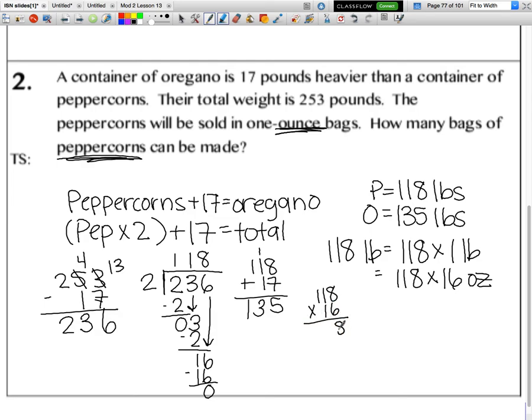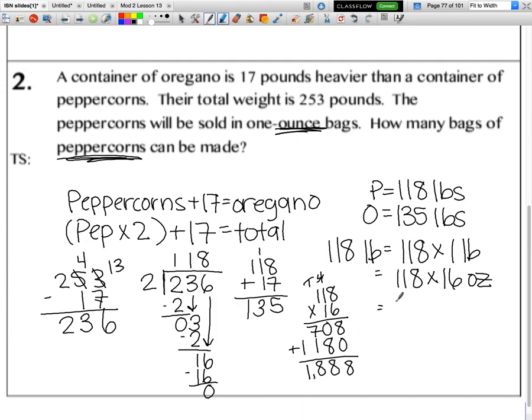All right. 8 times 6 is 48. Carry my 4. 1 times 6 is 6. Plus 4 is 10. Carry my 1. 1 times 6 is 6. Plus 1 is 7. Start with the placeholder. 1 times 8 is 8. 1 times 1 is 1. And 1 times 1 is 1. Whoop. Oh, that's not supposed to be an 8. That's supposed to be a 1. There we go.